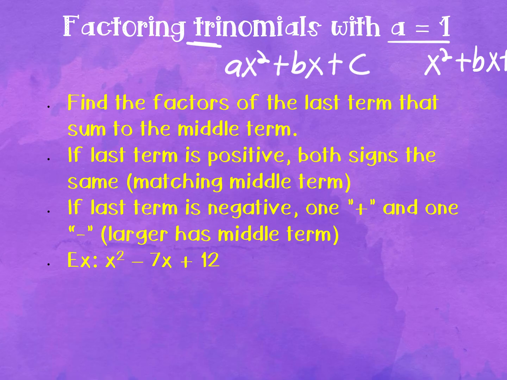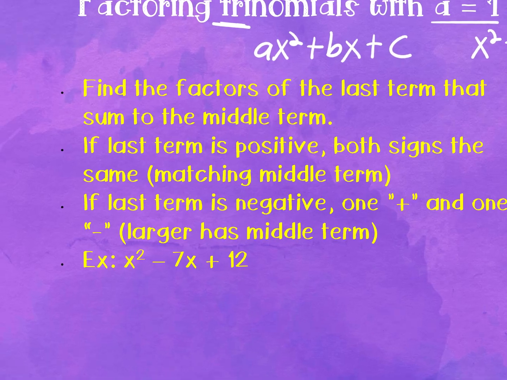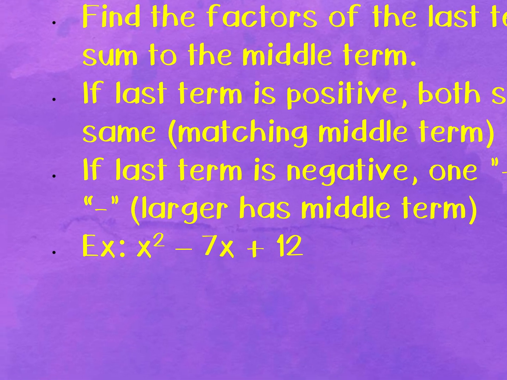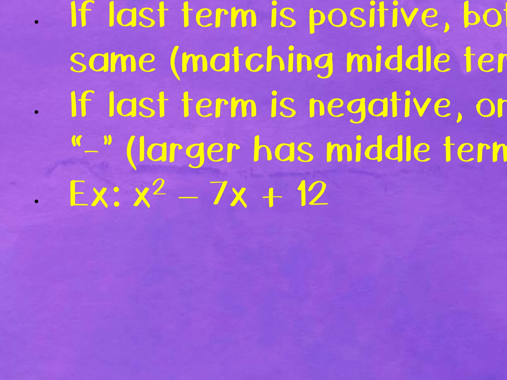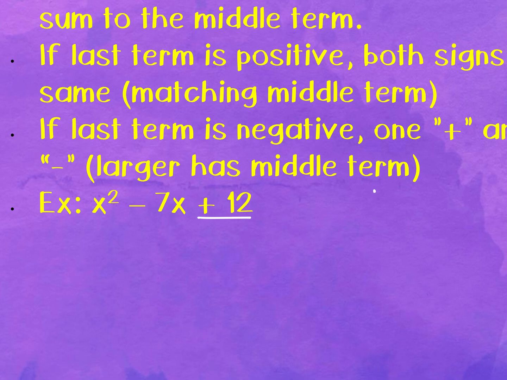So there's a lot of words here. What I'm going to do is just show you with this example. If you have x squared minus 7x plus 12, what you're looking for is factors of the last term. So you're looking for factors of 12 that add up to the middle term, negative 7.